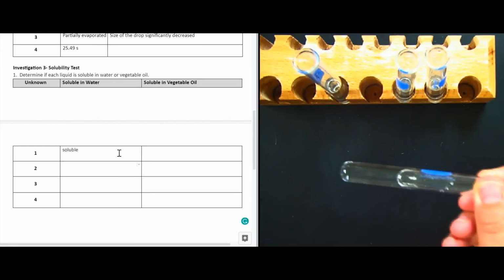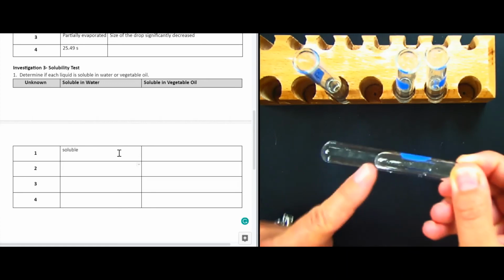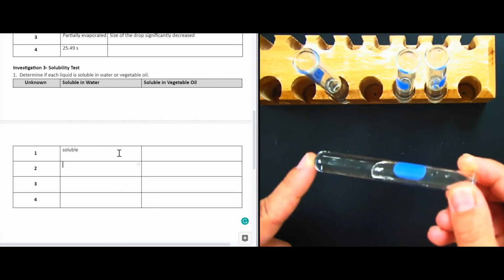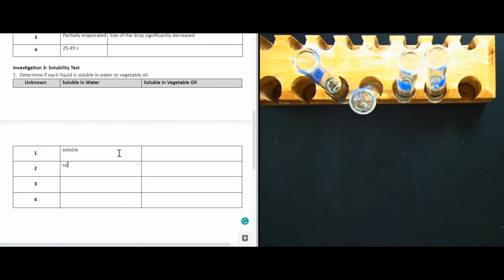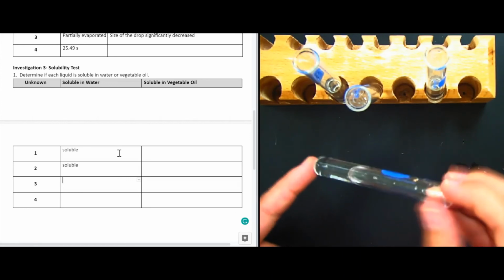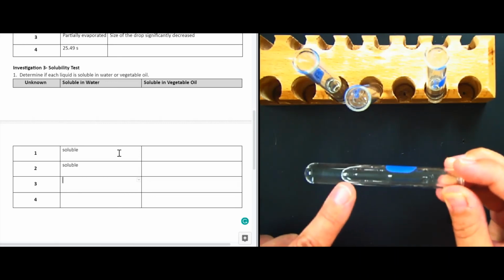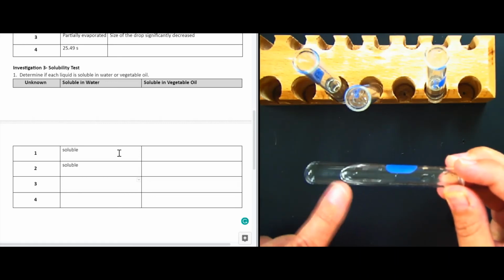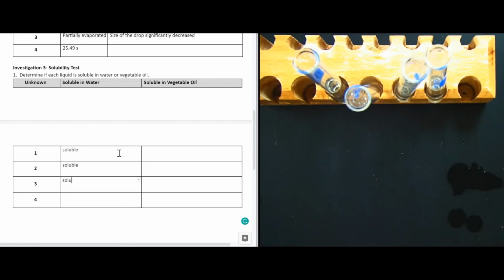Unknown number 2. Again, I don't see any separation. These two liquids look like they have completely mixed. Unknown number 2 is also soluble. Unknown number 3. Oops, and I'm spelling number 3. Again, it's kind of hard to see on the video, but I don't see any separation. I'm going to say soluble.